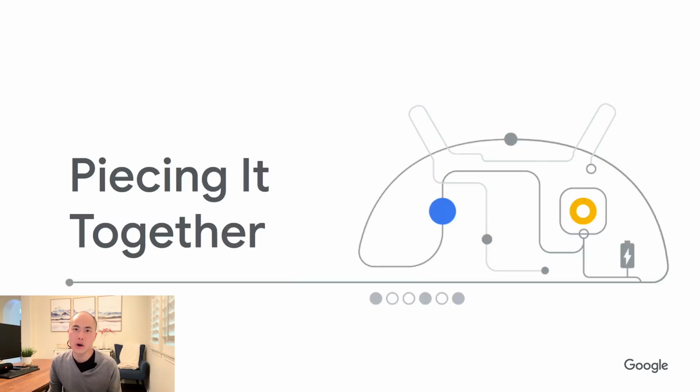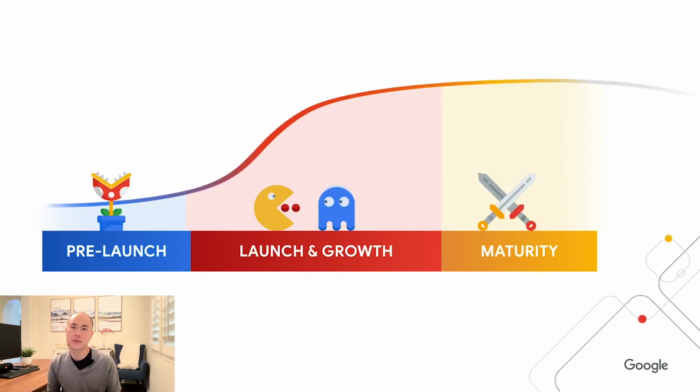To show you how all the pieces work together, let's tie everything back to the game lifecycle. So now let's step through each stage of the lifecycle and discuss the type of measurement you want to focus on, as well as enabling features across Firebase, Google Analytics, and Google Ads.